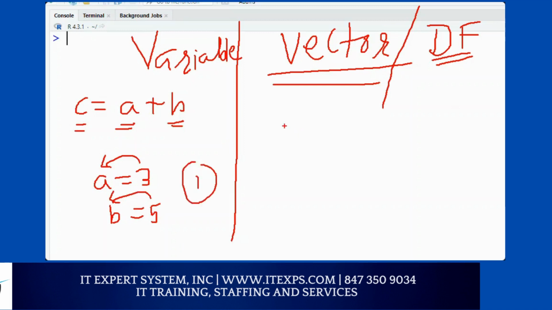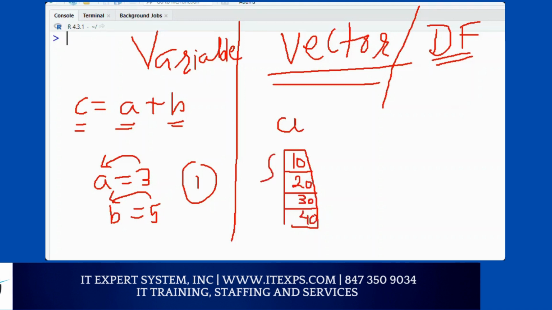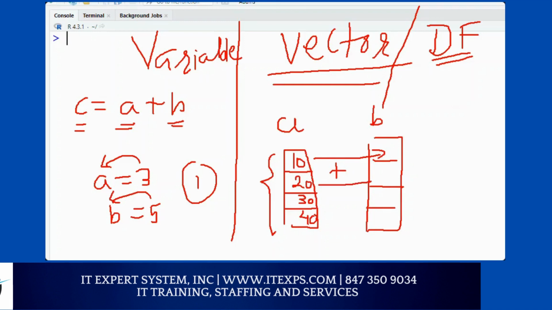In a vector, when I say A, I'm talking about a bunch of values, just like in Excel we call a column. You never work with R with one value. You always work with a bunch of values. This can be 100 or it can be 1000. If I say B, that can also be a vector. And when you are doing vector to vector comparison, addition, subtraction, you can quickly do it in R.